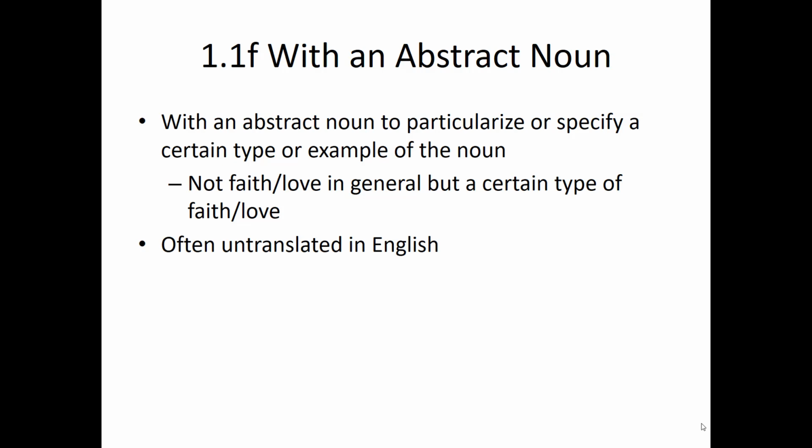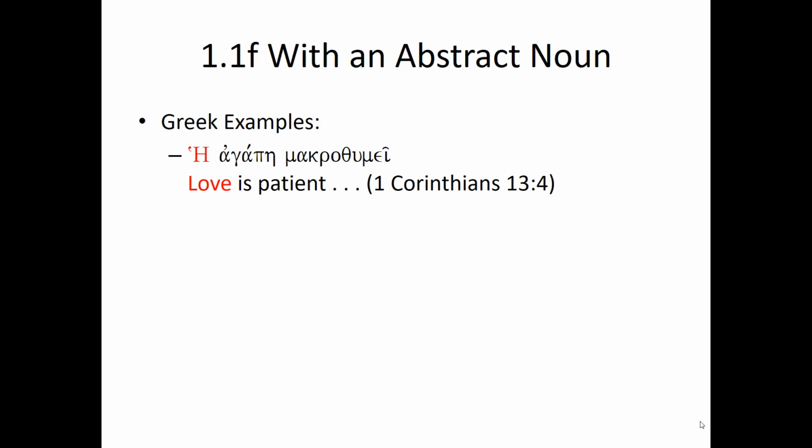So this is one idea about why an abstract noun has an article sometimes. With abstract nouns, you're often not going to translate the article. So you're not going to say the love, but you're simply going to say love. Most of the time, this is what you would do. So speaking of love, 1 Corinthians 13:4, "he agape makrothumei."